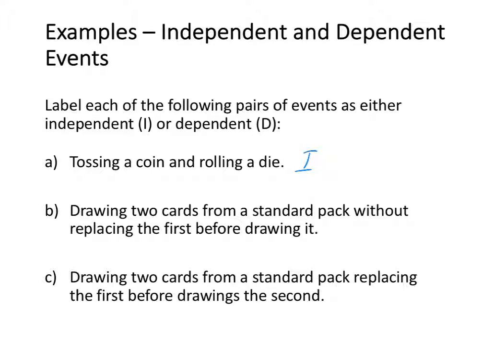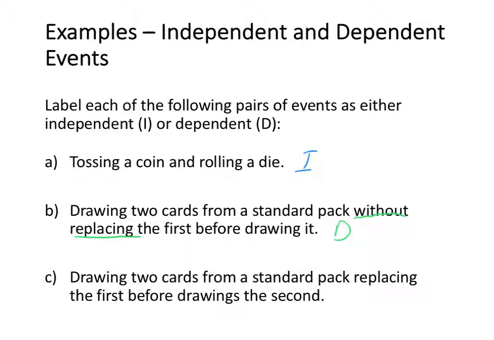So in the next one, in B, drawing two cards from a standard pack without replacing the first before drawing it, that is going to be dependent. Because when I do my first draw, there's 52 cards I can choose from. Because I'm not replacing it, and it says that within the question, without replacing, when I do my second draw, instead of having 52 cards, I'm going to have 51 cards. So that's going to impact the probability or the options I can draw on my second draw of my cards. So the first event is going to impact the second event.